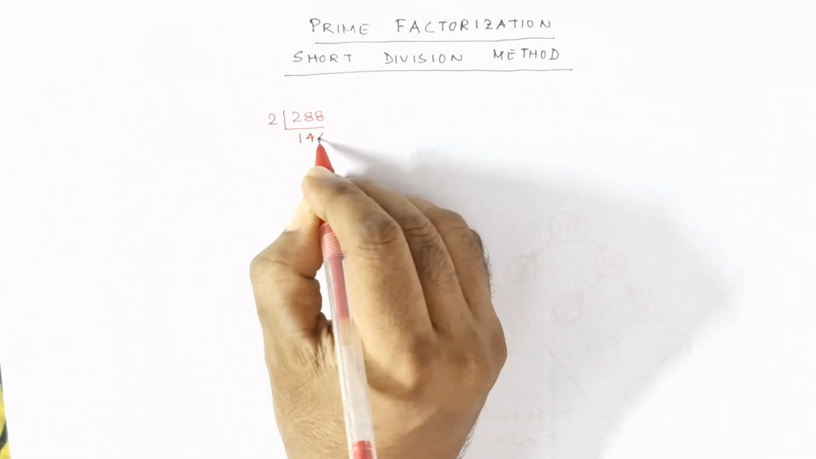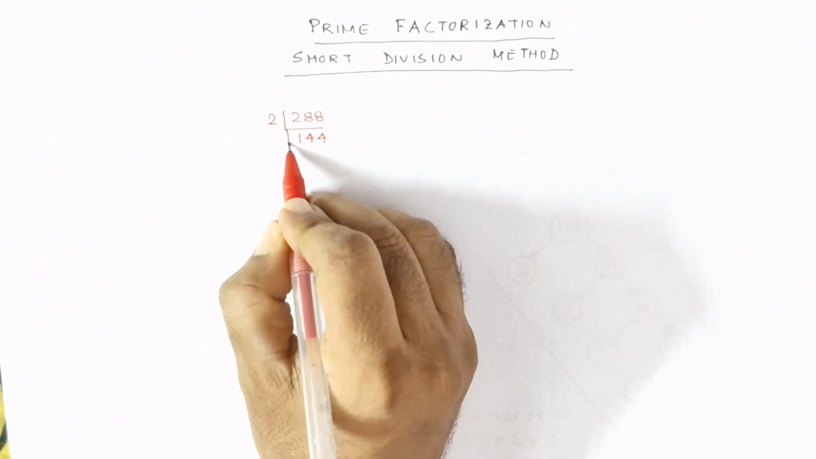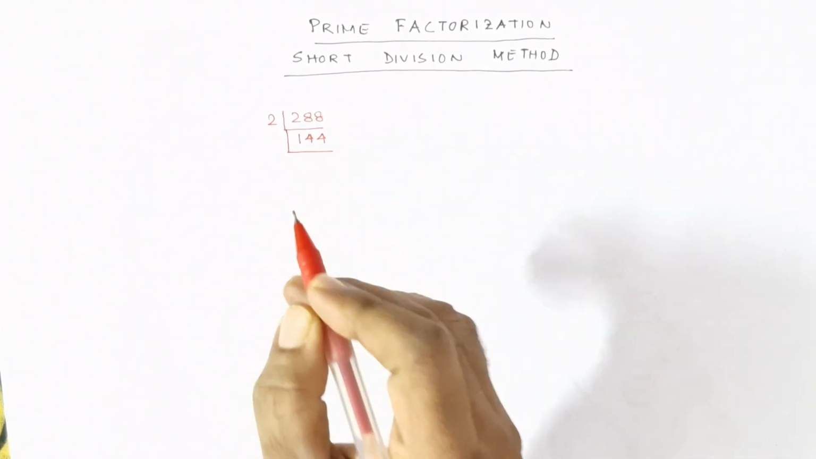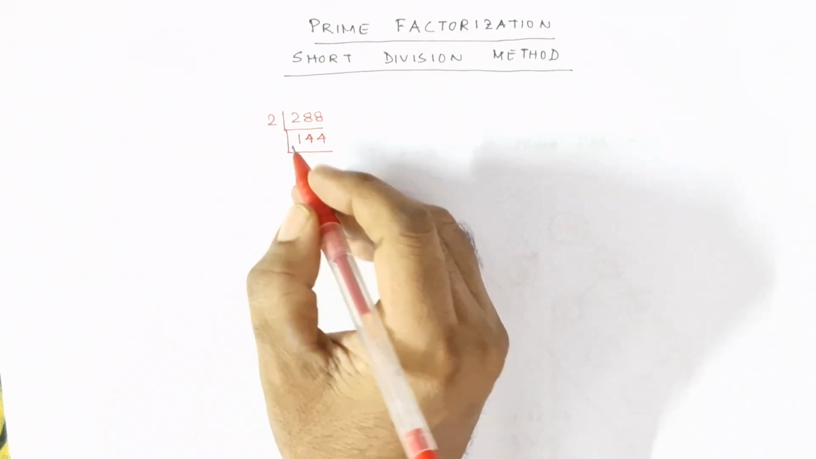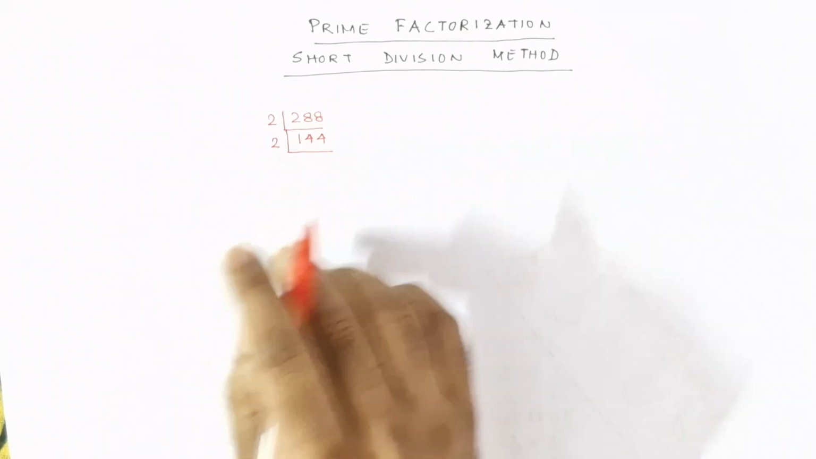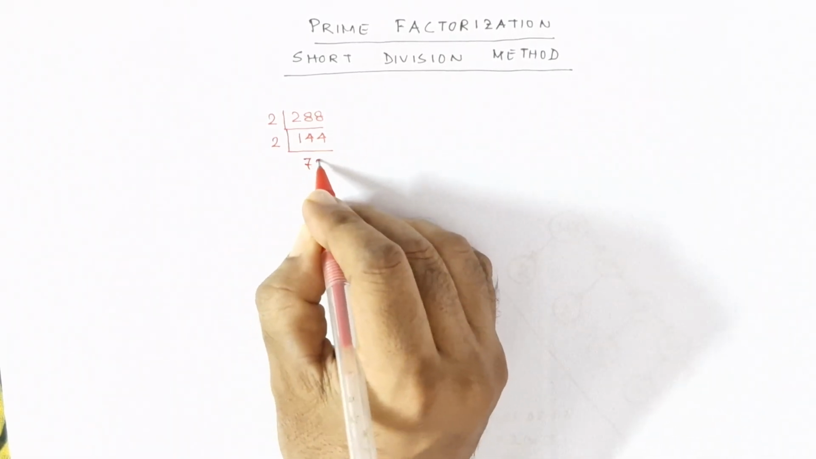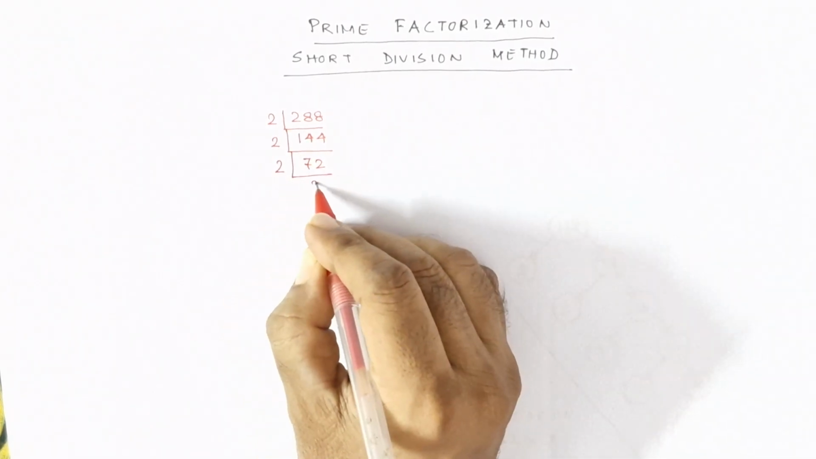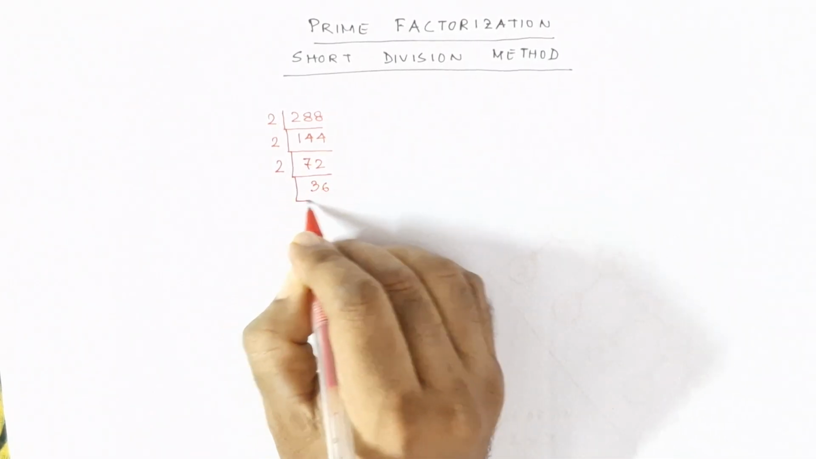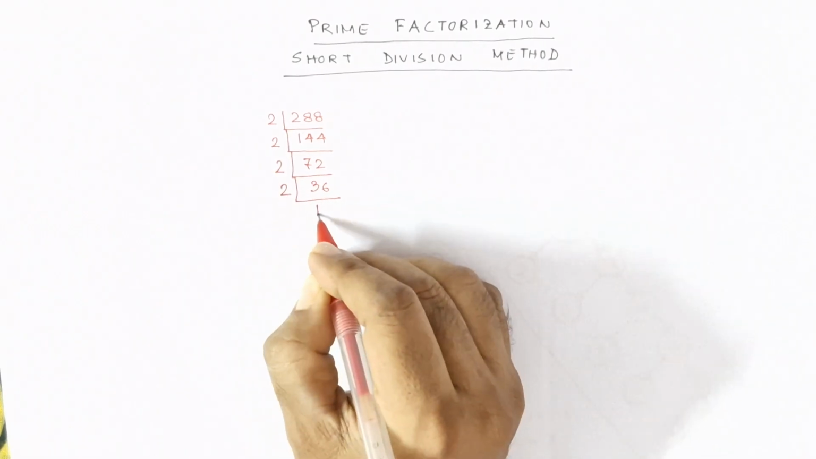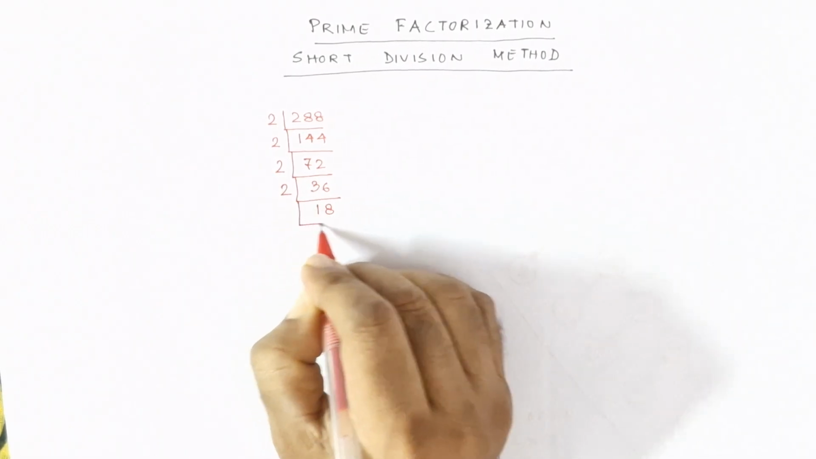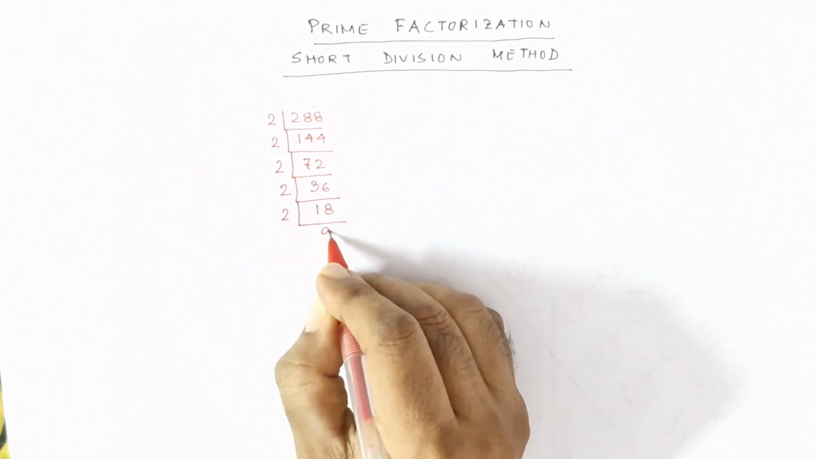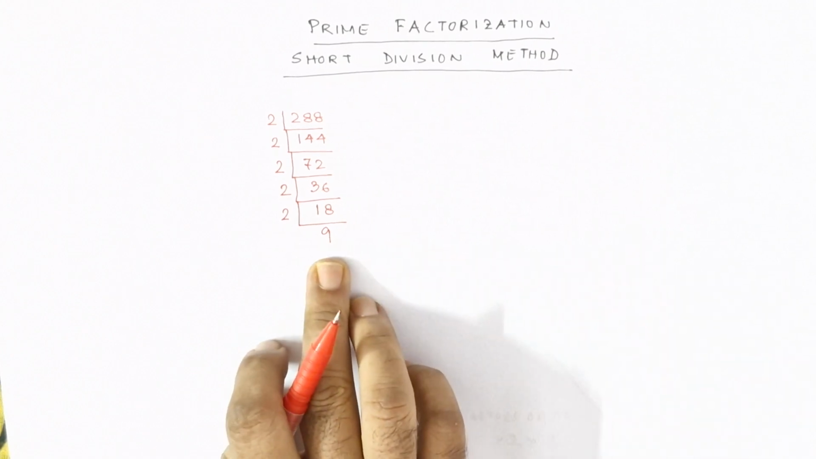So 144 is the quotient. Again we'll divide the quotient with the smallest prime number, that is again 2. So we'll continue. Again 2, again 2, again 2. Now this is 9, right? So it will not be divided by 2.